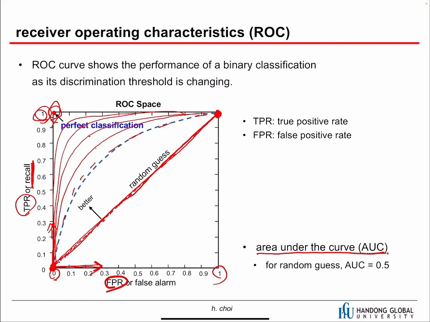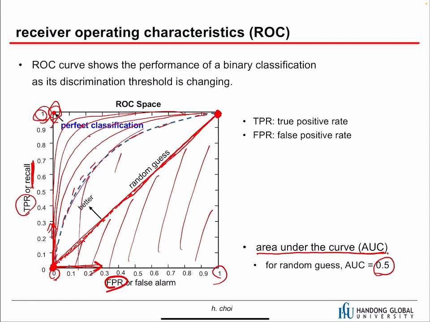If your model is just random guessing, then the area under the curve is 0.5. So if your AUC is 0.5, your model is just random guessing. And then as your model is getting better and better, this area is getting bigger and bigger. So finally, if AUC is 1.0, then your model is perfect. Accuracy is perfect, recall is perfect, and there's no false alarm.